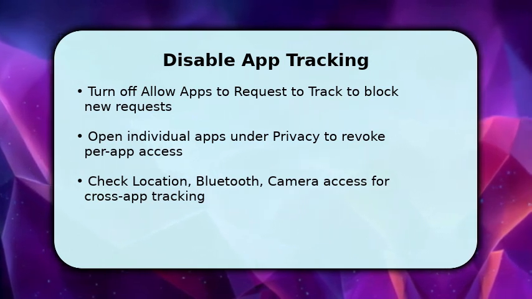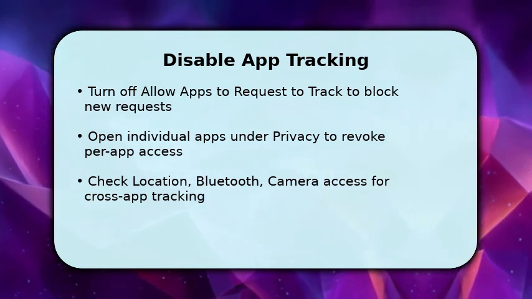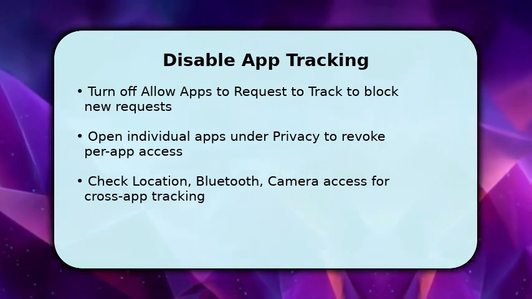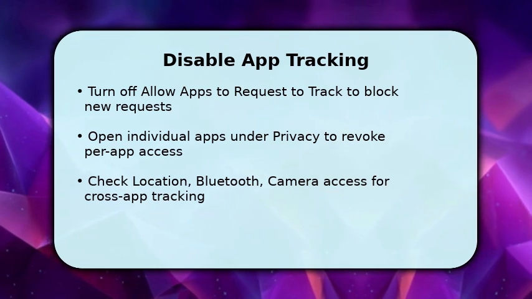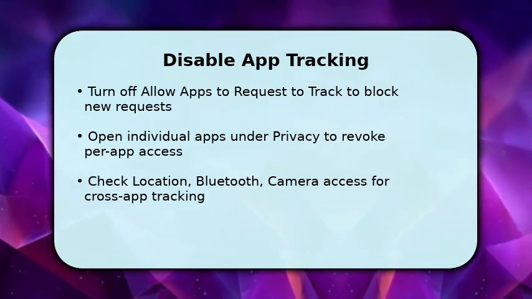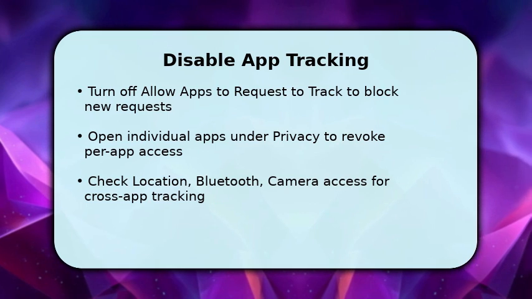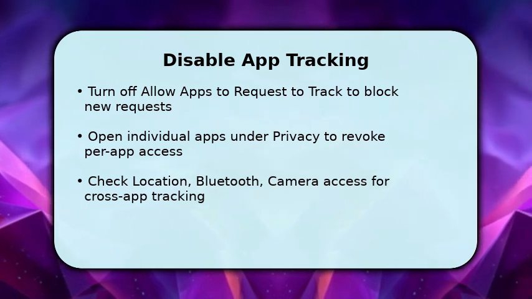Make sure you also inspect location, Bluetooth, and camera access because apps can combine sensors to infer activity. Deny or set to while using or never when unnecessary. Finally, return to Settings to verify changes and note which apps may lose personalized features.